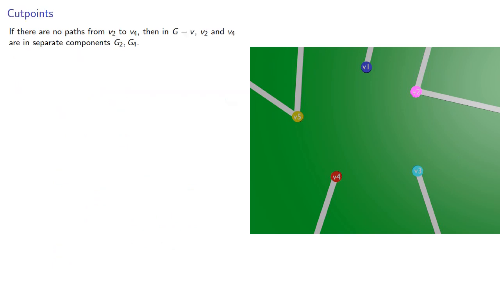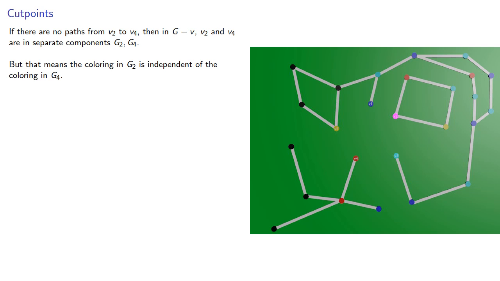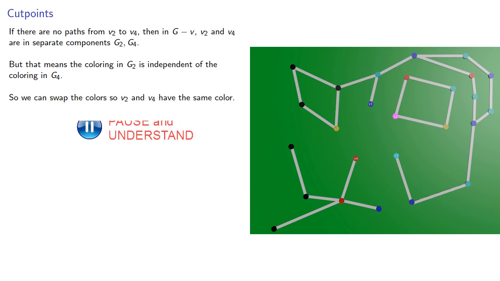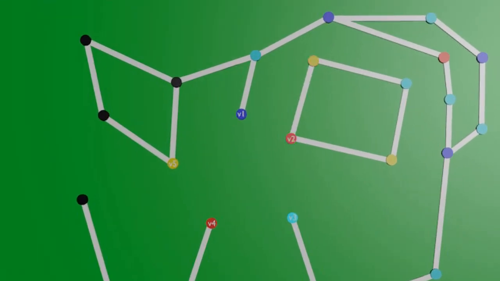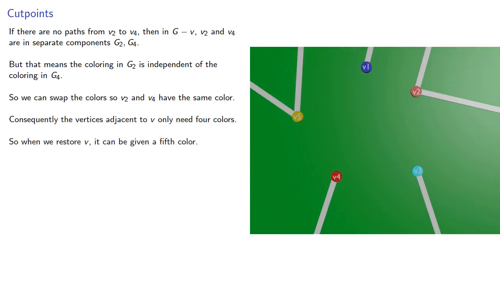So if there are no paths from V2 to V4, then in G minus V, V2 and V4 are in separate components. We'll call them G2 and G4. But that means the coloring in G2 is independent of the coloring in G4, so we can swap the colors around so that V2 and V4 have the same color. Consequently, the vertices adjacent to V only need 4 colors, so when we restore V, it can be given a 5th color.